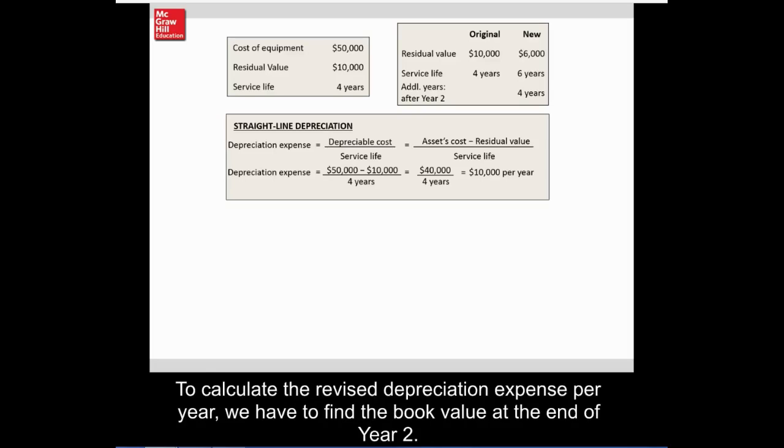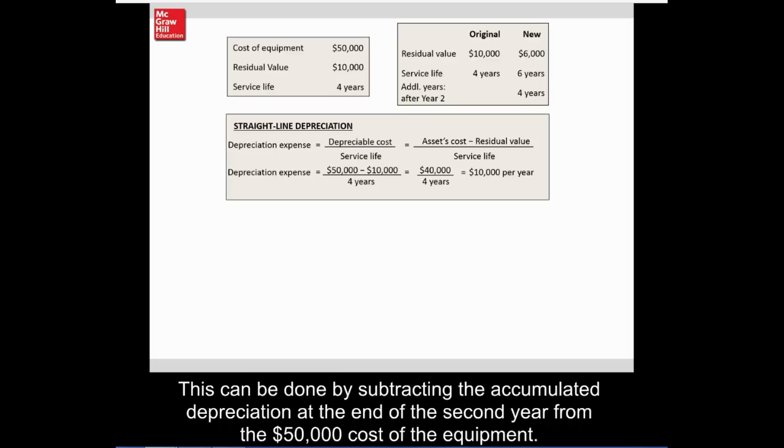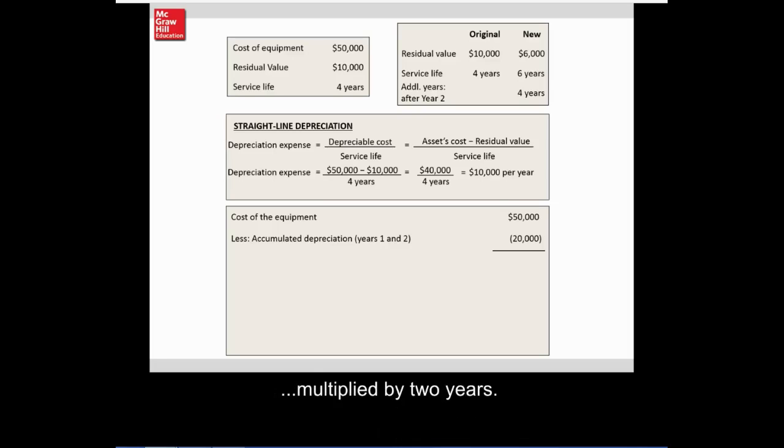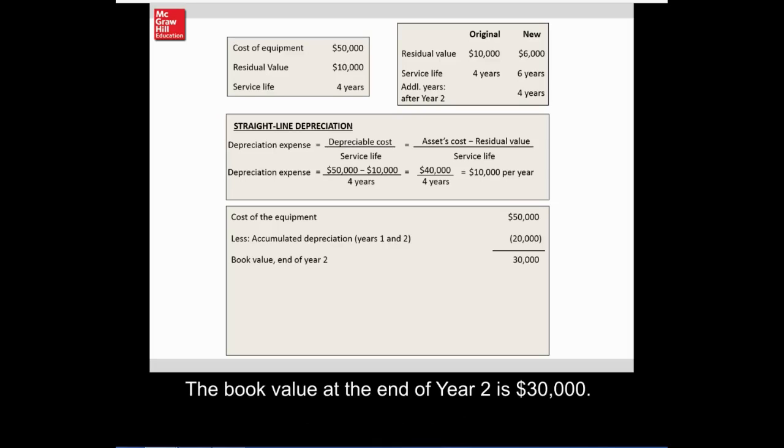To calculate the revised depreciation expense per year, we have to find the book value at the end of year 2. This can be done by subtracting the accumulated depreciation at the end of the second year from the $50,000 cost of the equipment. During the first 2 years, the total depreciation expense was $20,000, which equals the $10,000 annual depreciation expense per year multiplied by 2 years.